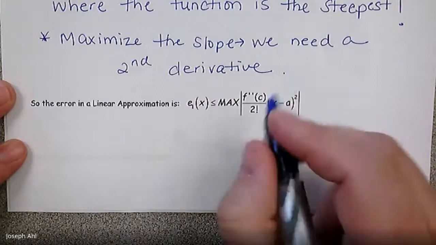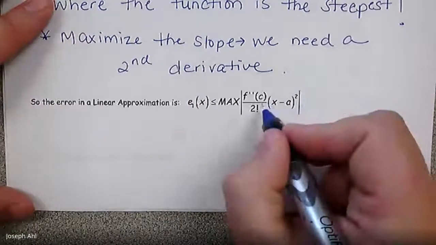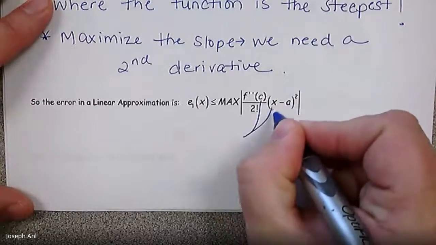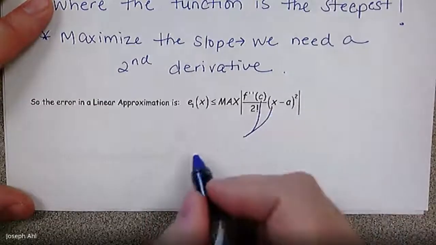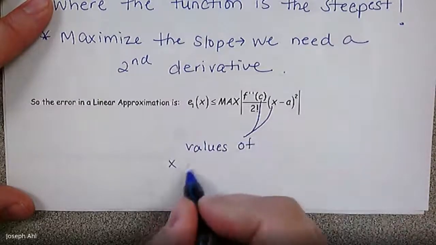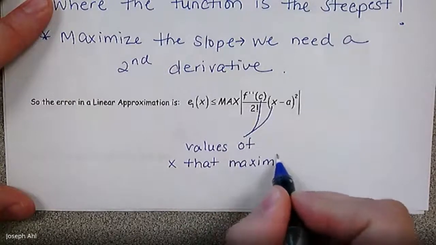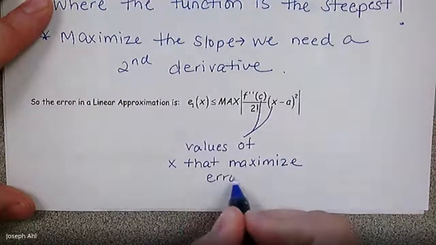So just as kind of a quick note here, the values of c and x, these are going to be values of x that maximize the error.